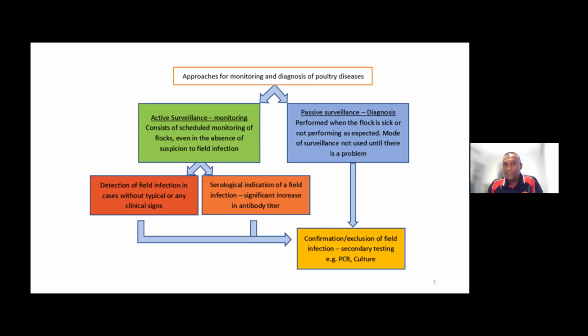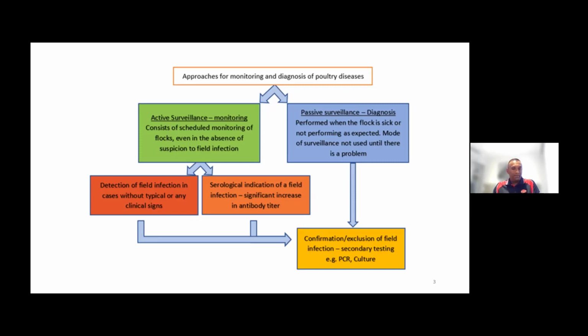One is active surveillance, and this consists of scheduled monitoring of flocks even in the absence of suspicion of field infection. This is mostly performed in breeder flocks where vaccination is done, to look at whether vaccination was successful and the birds are protected, and thus the progeny is protected in broilers. Passive surveillance is usually performed when a flock is sick or you have some issues, and it is mostly done when there is a problem in the field.